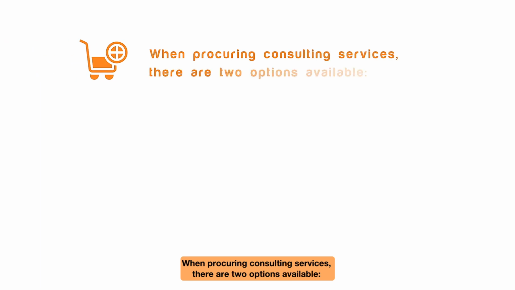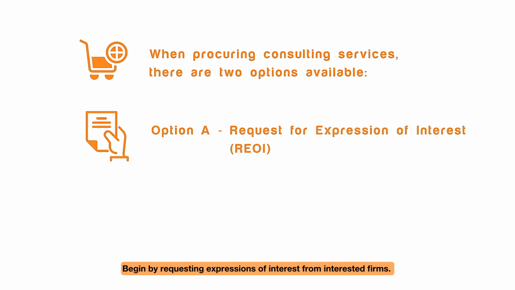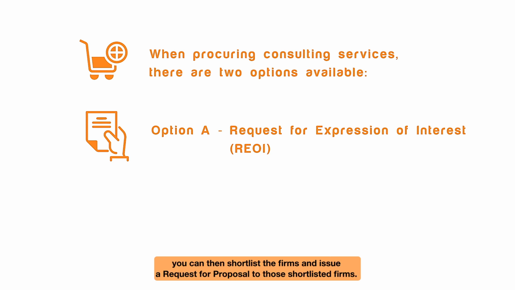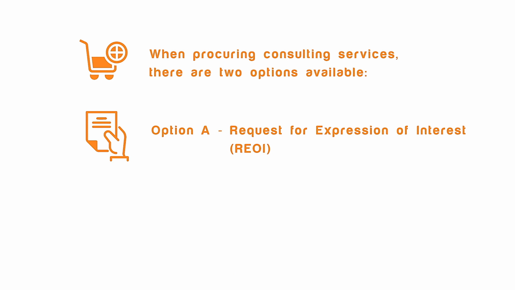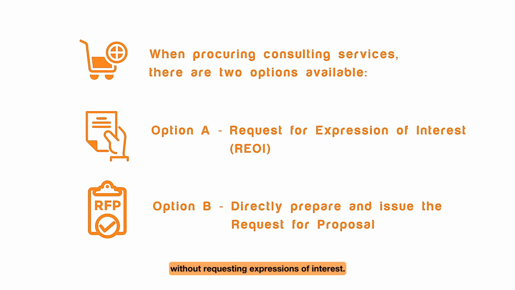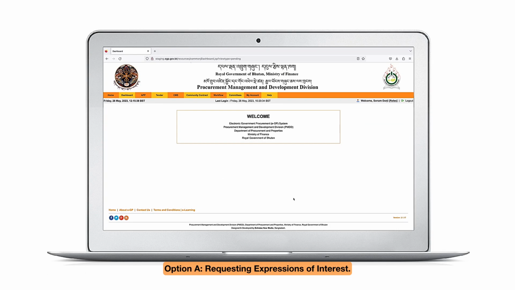When procuring consulting services, there are two options available. Option A: begin by requesting expressions of interest from interested firms. After receiving the expressions of interest, you can then shortlist the firms and issue a request for proposal to those shortlisted firms. Option B: alternatively, you can directly prepare and issue the request for proposal to all eligible firms, without requesting expressions of interest. Option A: requesting expressions of interest.